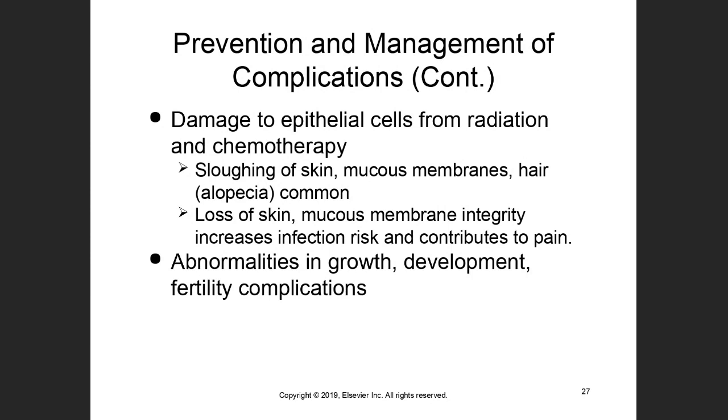Damage to epithelial cells from radiation and chemotherapy, loss of skin, mucous membranes, hair is one of the most common, but always remember that the first sign and symptom when you put a patient on chemotherapy is diarrhea. Okay?